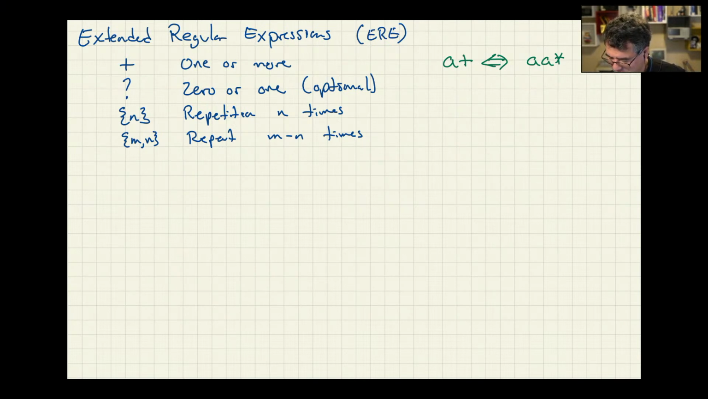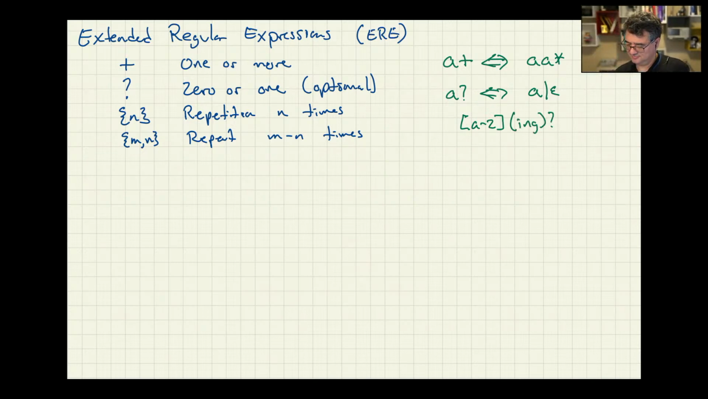So the optional one here, if I do a question mark, that's the same as a or nothing. So it could be useful for things like A to Z and then ing question mark. So I've got a word followed optionally by ing.